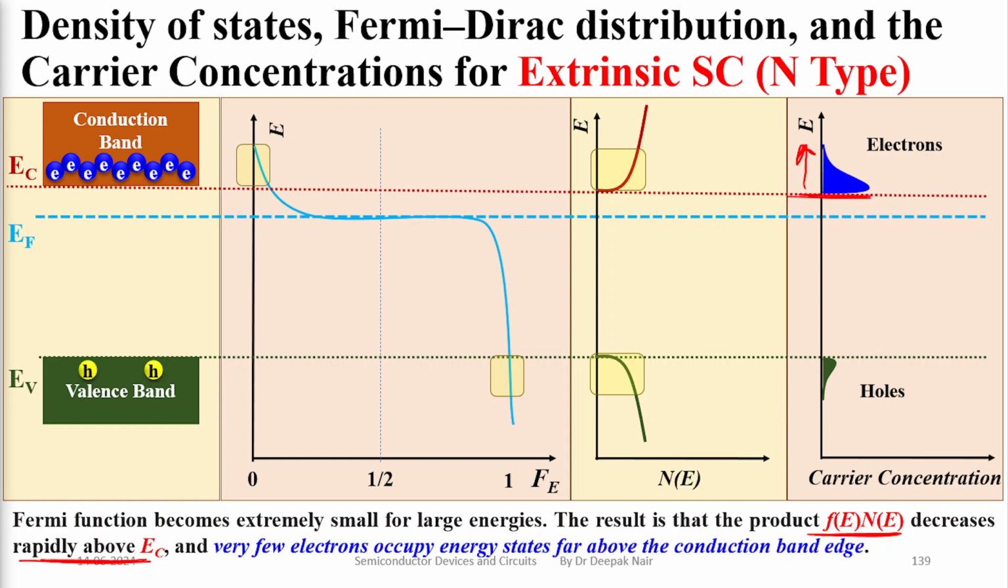Here is the conduction band edge, and if you keep on moving far from the edge, the electrons that occupy higher energy levels are very, very small. So this is the relation that we can extract from these three diagrams.